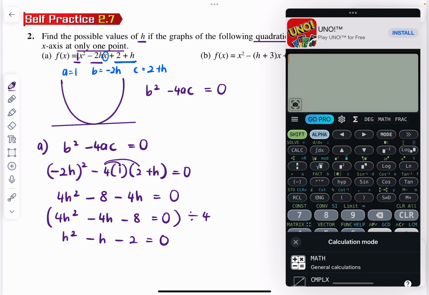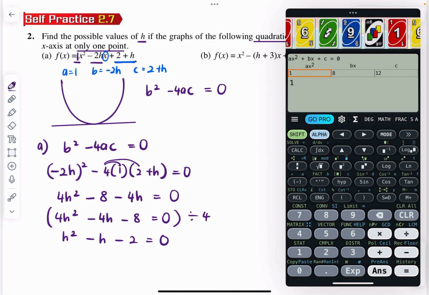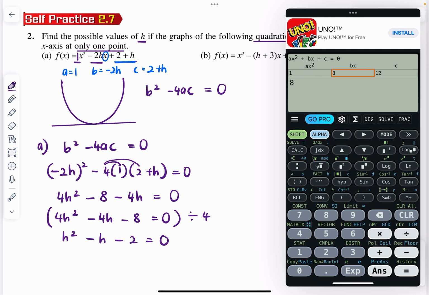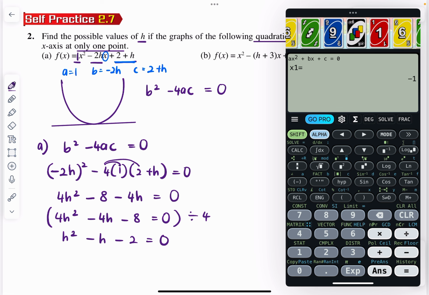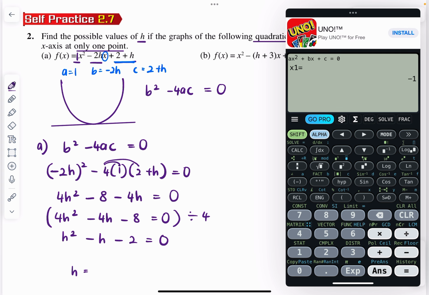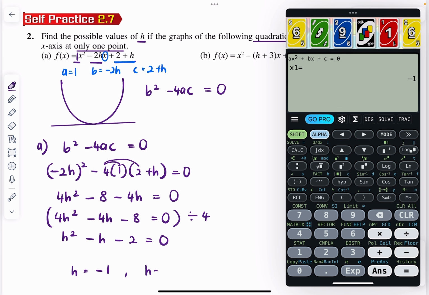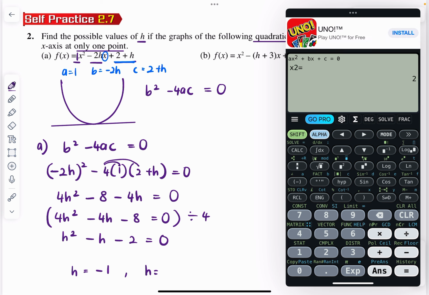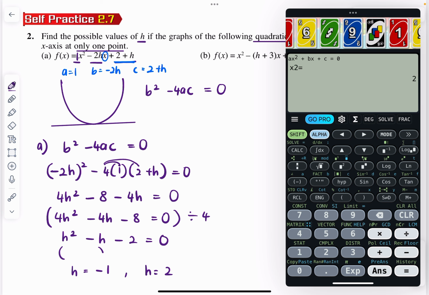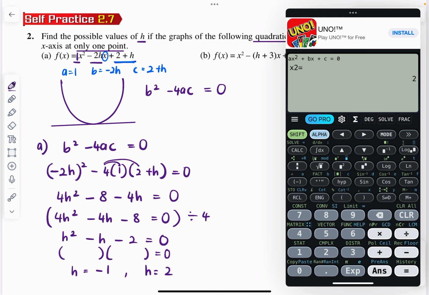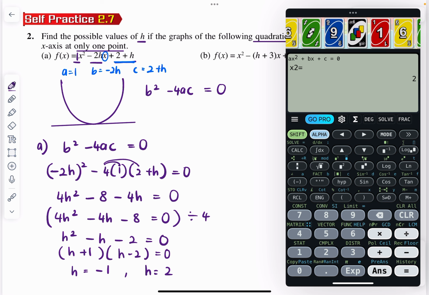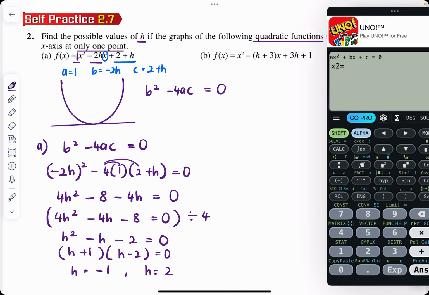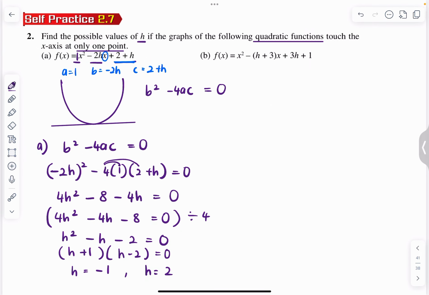This one you can factorize using your calculator. So you get 1, negative 1, and negative 2. So our h is negative 1 and h is 2. Don't forget to put them in the bracket. This is part of your working. So h plus 1 and h minus 2. This will be our values of h. Done.